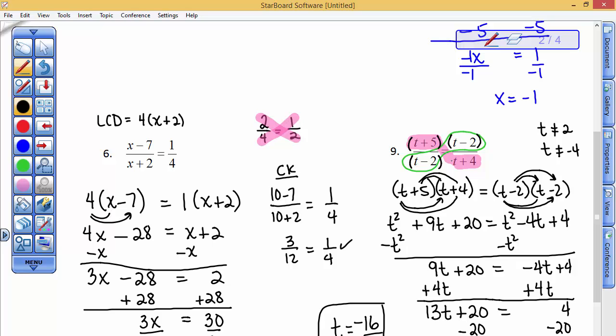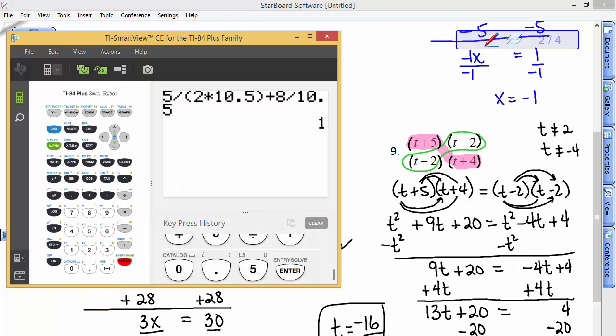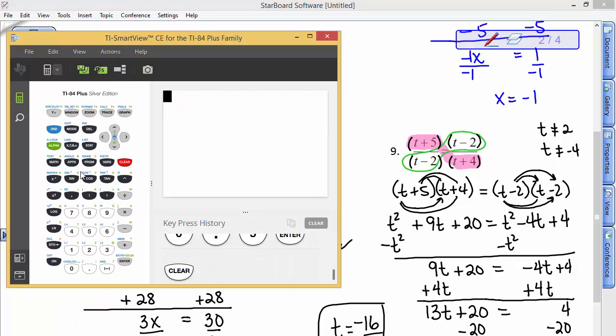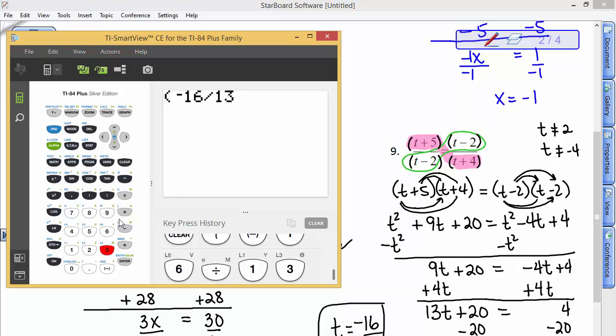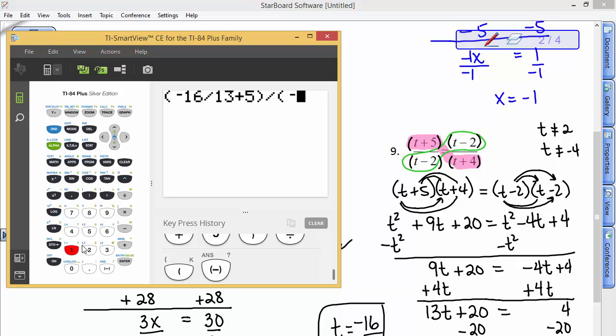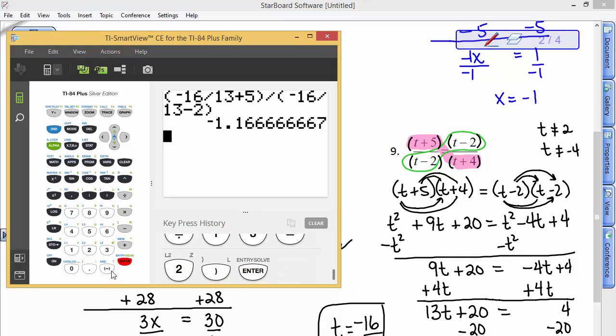So when you go to put that into your calculator, I'll just go ahead and demonstrate the left side. If I was typing in this left side, I would go in parentheses, a negative 16 divided by, I think it was 13. Yep. Plus 5, and then I close the parentheses, divide by, then open parentheses, and this t minus 2 right here would be a negative 16 divided by 13 minus 2, close the parentheses. Let's hit enter.